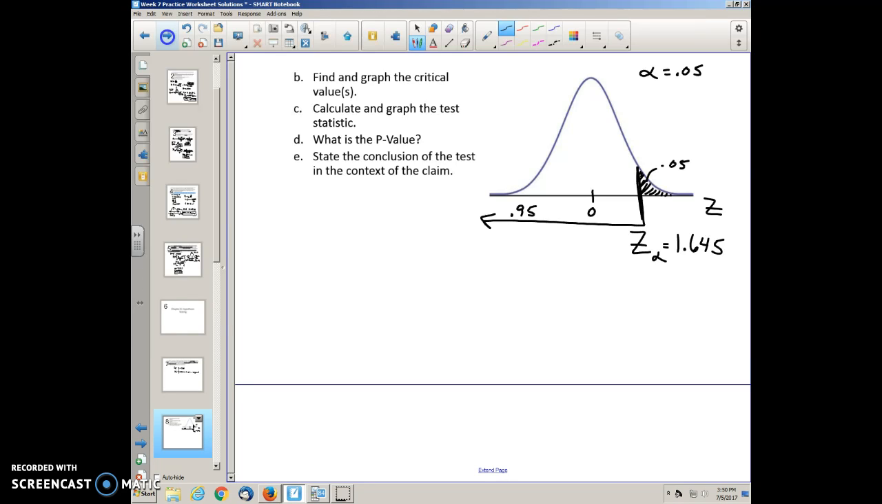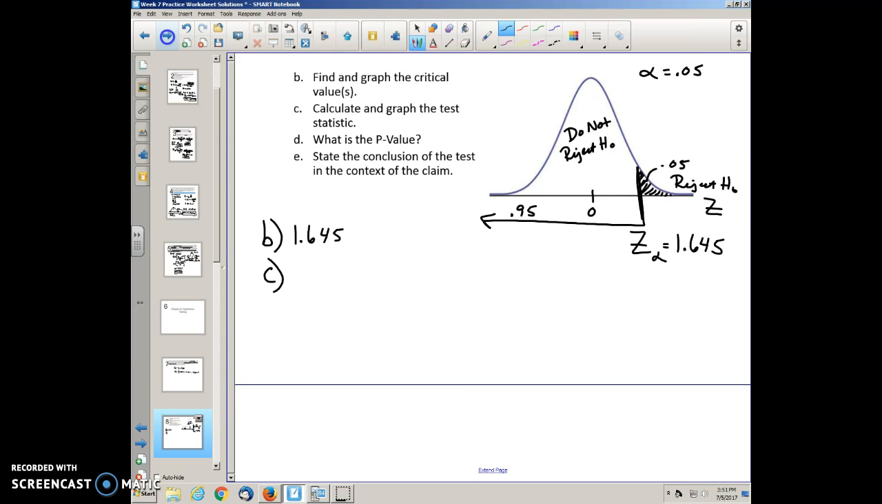So if our test statistic lands in the region to the left of our critical value of z, we do not reject. If it lands in the region to the right, we reject the null hypothesis. So for B, the critical value of z is 1.645.